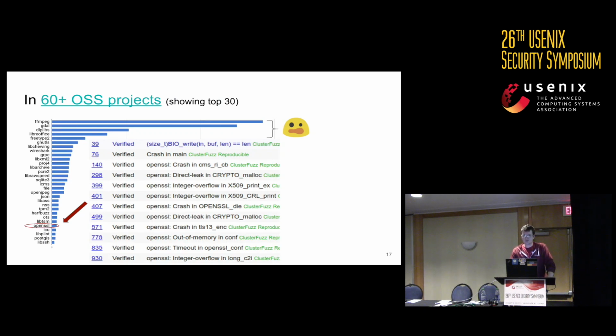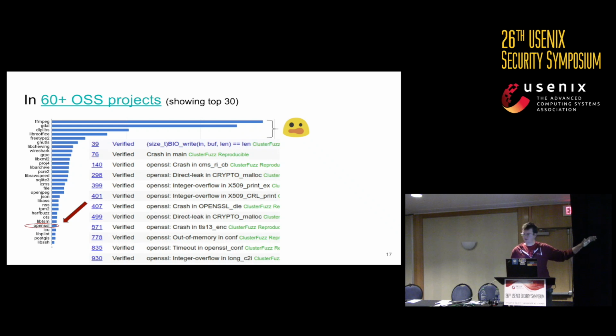The bugs were reported to over 60 open source projects, and the chart here shows the top 30. The top several, we reported many hundreds of bugs to the top few projects. It can be reasonably explained. Projects like FFmpeg and LibreOffice, first of all, they're huge. Second, they're old. And third, they deal with a lot of very complex data types. So there is no surprise that we found so many bugs there.